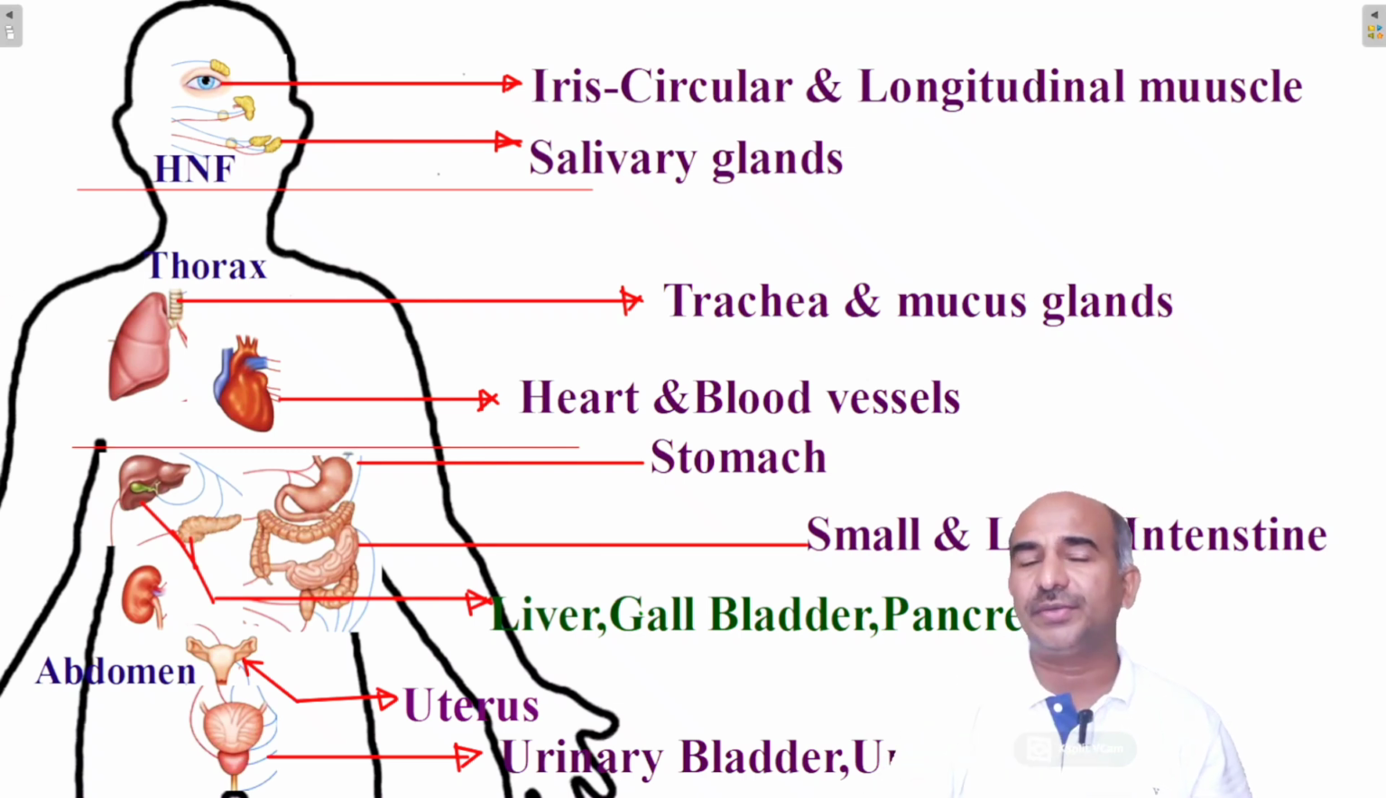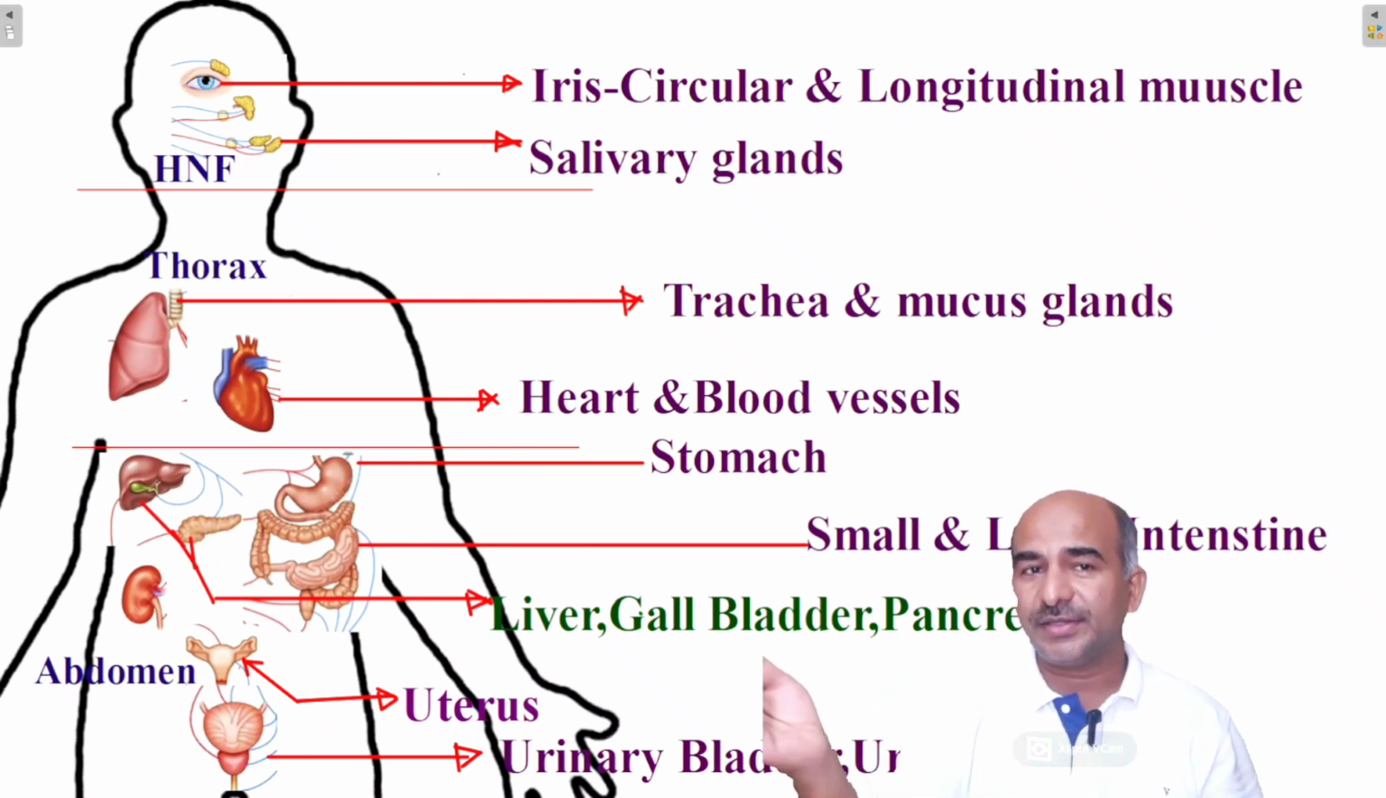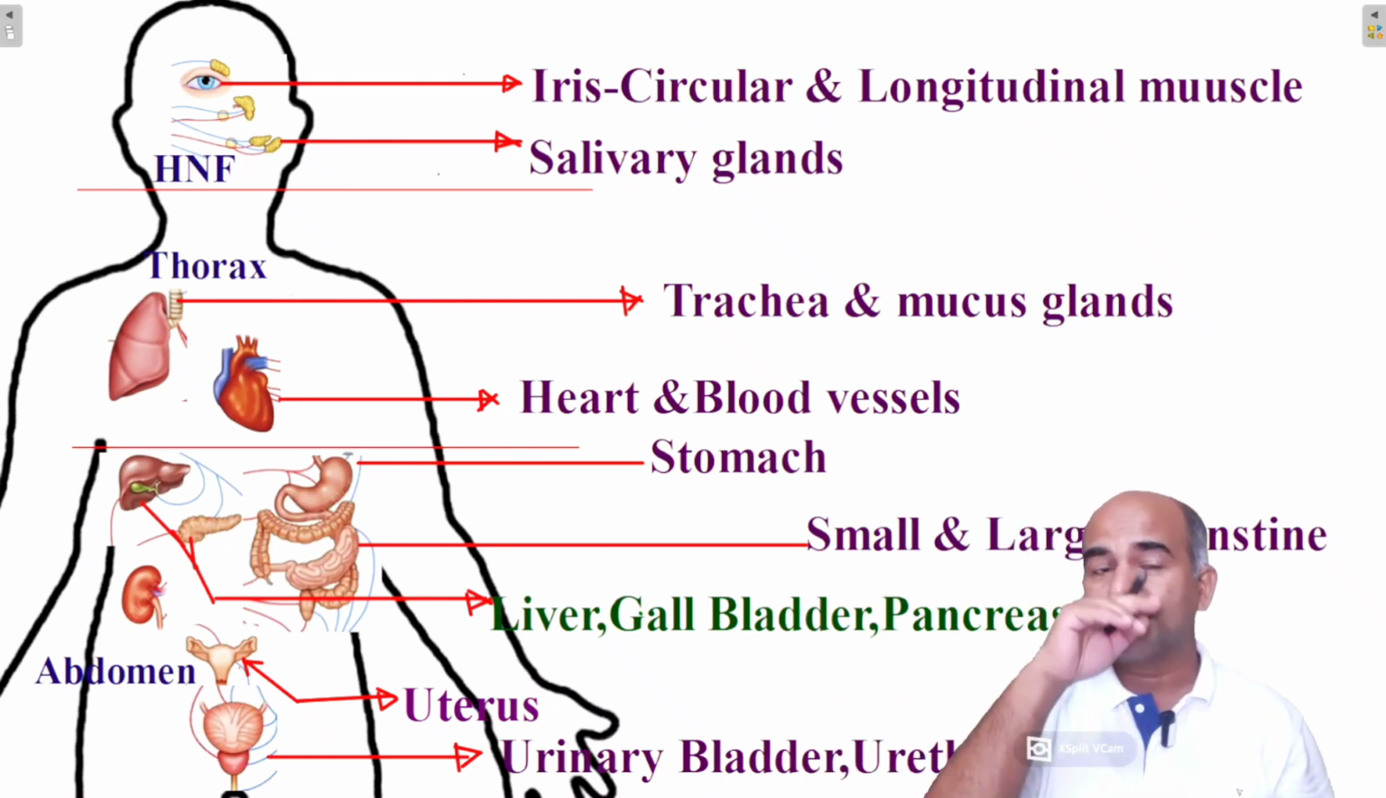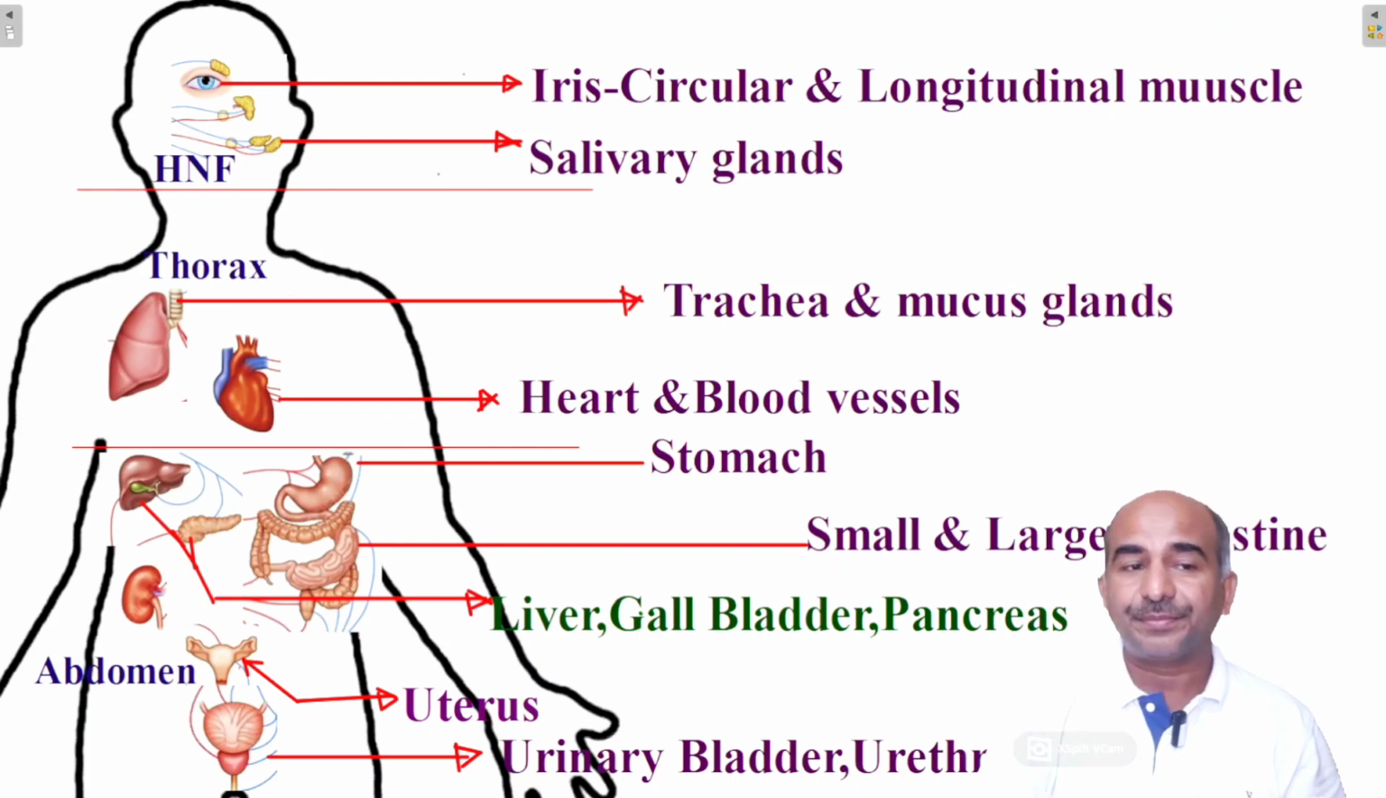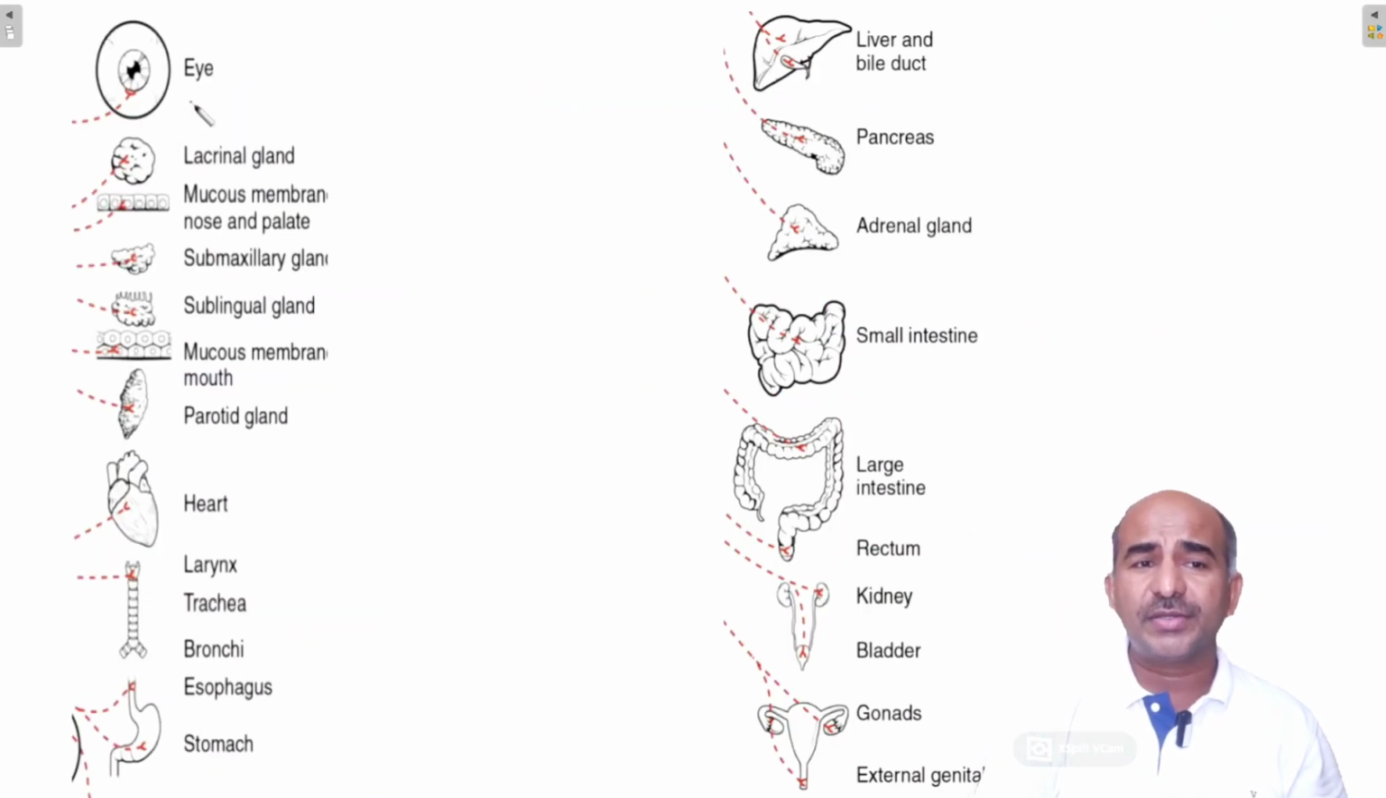How increase, decrease? Just now I told you. Heart rate increase, heart rate decrease. Respiratory increase, respiratory decrease. This is how it is regulated. Got the point? So these are the organs. If you want to see the list, so these are the list.